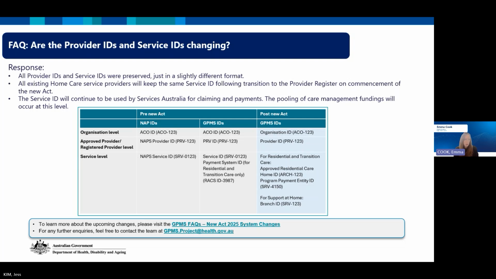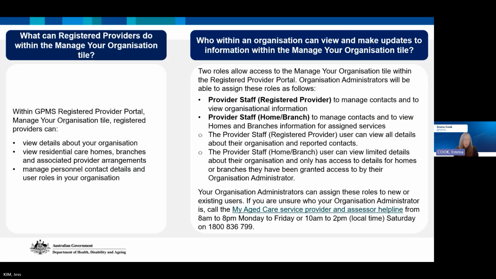All right, jumping through to the next one. There we go. What can registered providers do within the manage your organisation tile? So really, you can see it there. You can go in, you'll have an improved experience, which I ran through, I believe, at the last tech talk that I presented at. You'll be able to view details about your organisation, view residential aged care homes, branches and associated provider arrangements, manage personnel contacts, details and user roles in your organisation in that really streamlined way that I showed you when we were previously here.